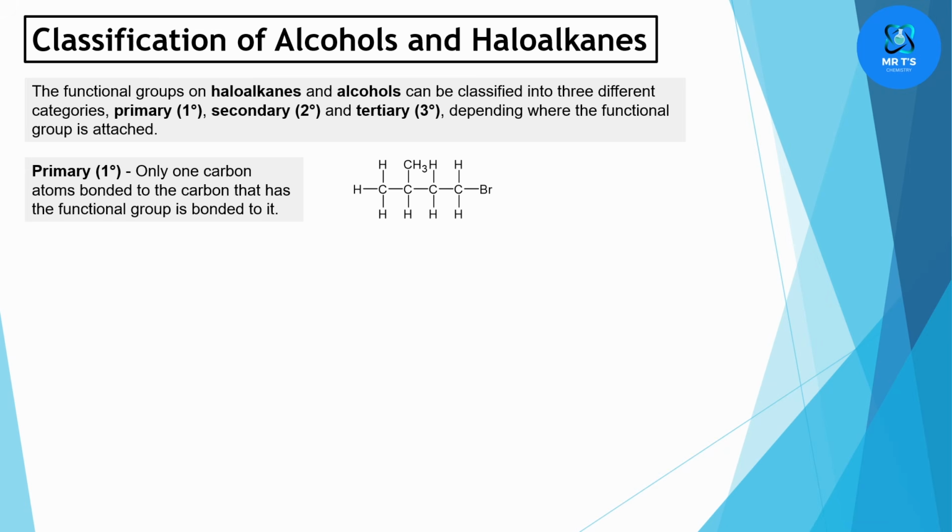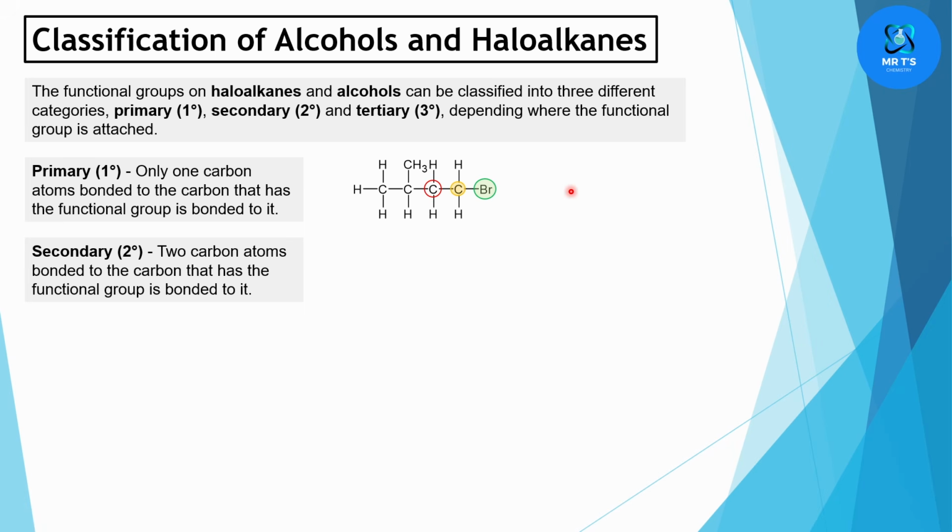Well, here is an example of a primary haloalkane. It's a primary haloalkane because of the carbon that the bromine functional group, the halogen, is attached to. That's this carbon that we've just shown here. It is bonded to one other carbon. So we're looking at the carbon that the halogen is attached to. How many other carbons is it bonded to? It's bonded to one, so this is called a primary haloalkane.